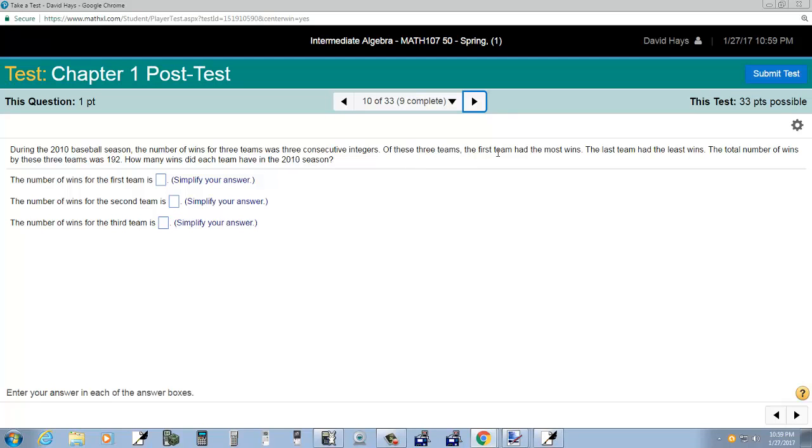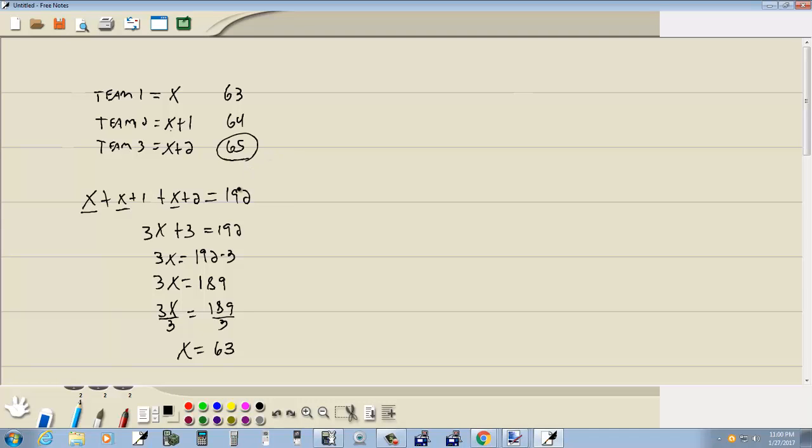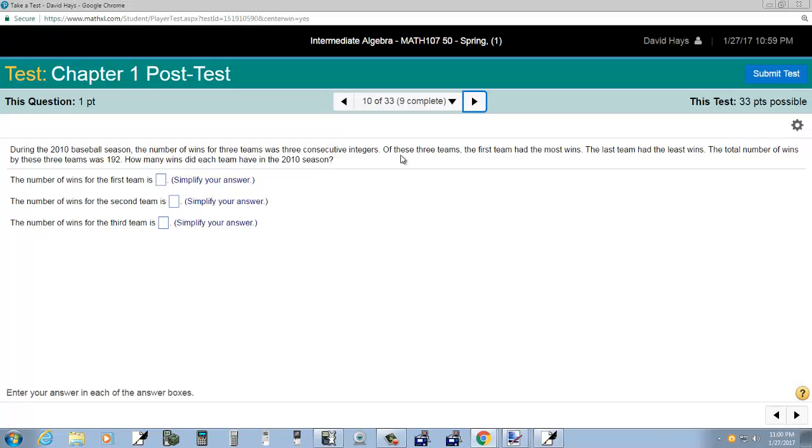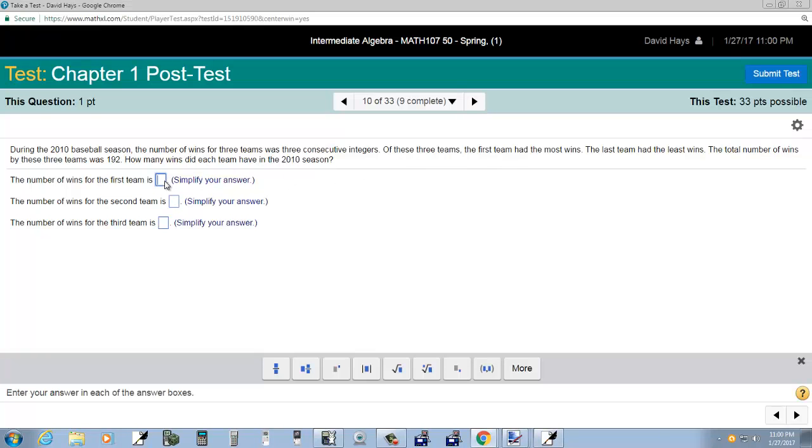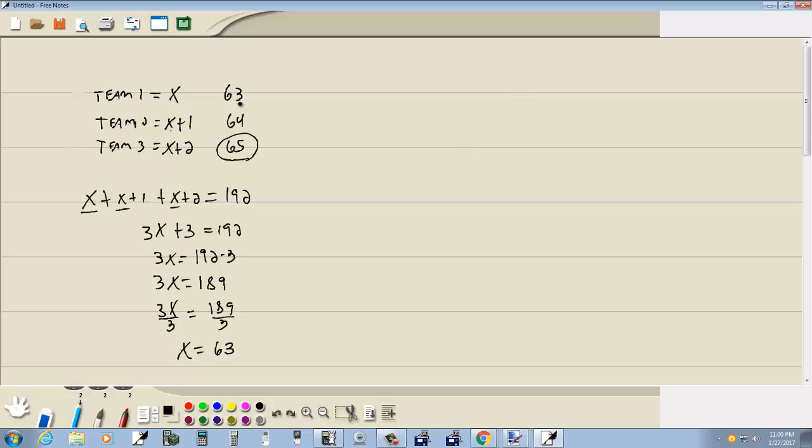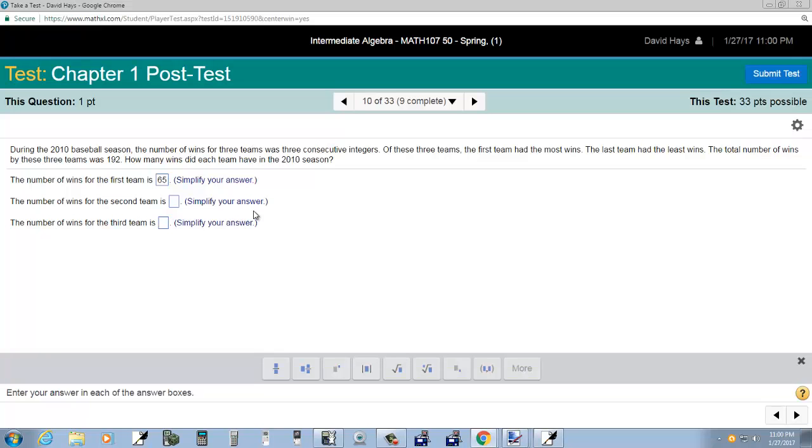It says of these 3 teams, the first team had the most wins. The most wins is 65. The first team, so this would be 65. The last team had the least wins. Okay, least wins was 63 right here. That's the last team, so that'd be the third team here, 63, and then this would be 64. If I'm reading that correct. If not, I'll blame it on the lateness of the evening.